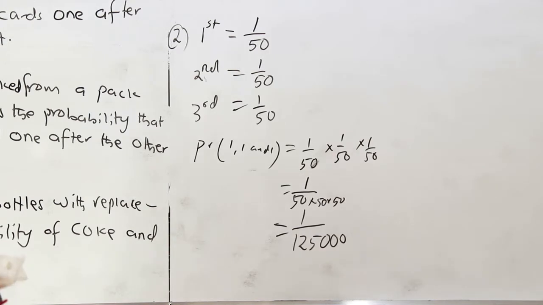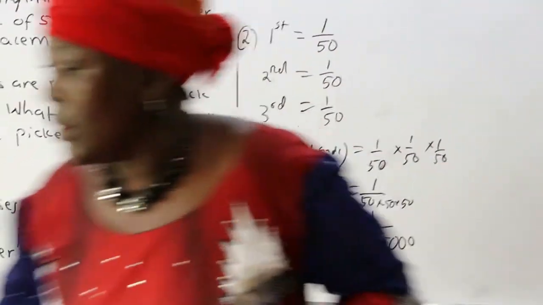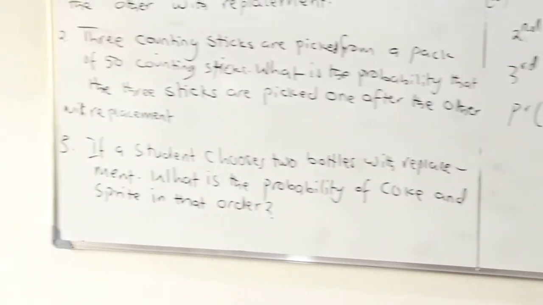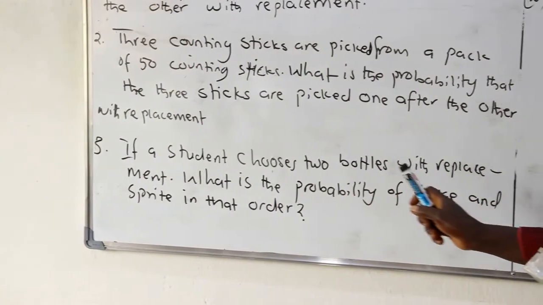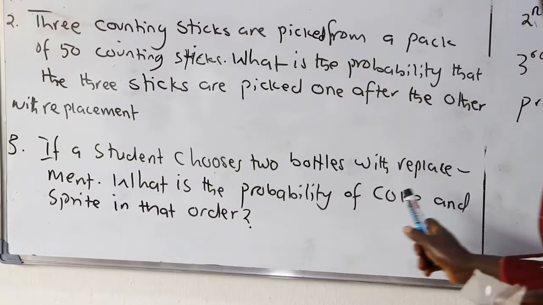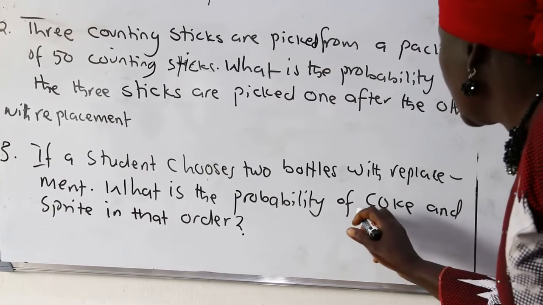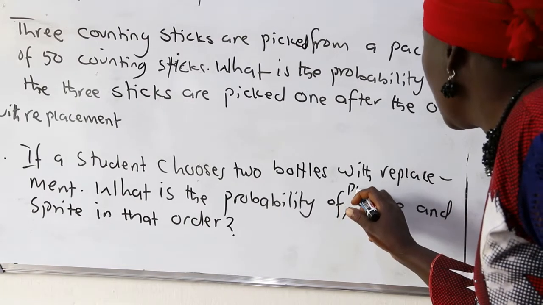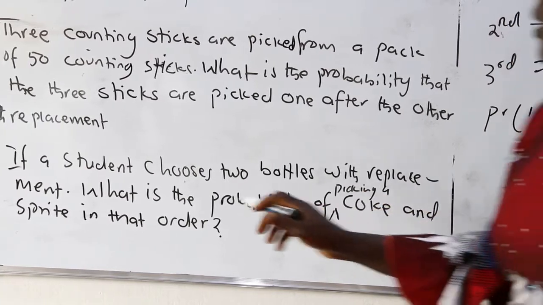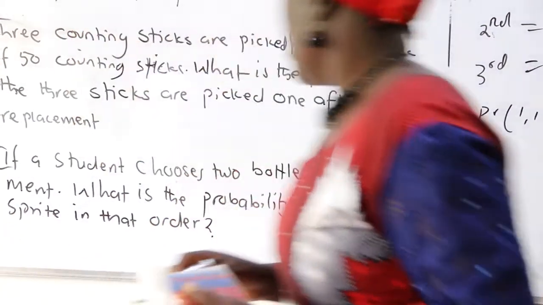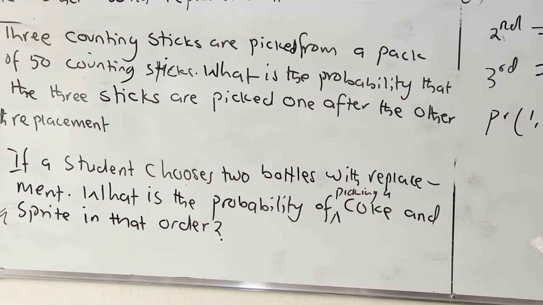Then, when you have that, let's see what will happen to the third one. The third one is: if a student chooses 2 bottles with replacement, what is the probability of picking a Coke and a Sprite in that order? A Coke and a Sprite in that order.